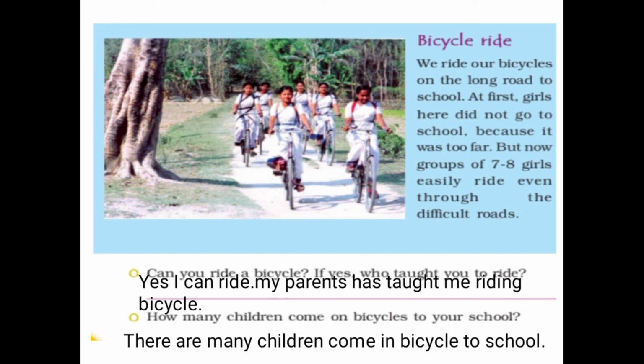Bicycle ride. We ride our bicycles on the long road to school. At first, girls here did not go to school because it was too far, but now groups of 7 or 8 girls easily ride even through the difficult roads. So it was a great difficulty for girls to go to school, but nowadays a group of 7 or 8 girls come together by bicycle and go to school through the difficult roads.